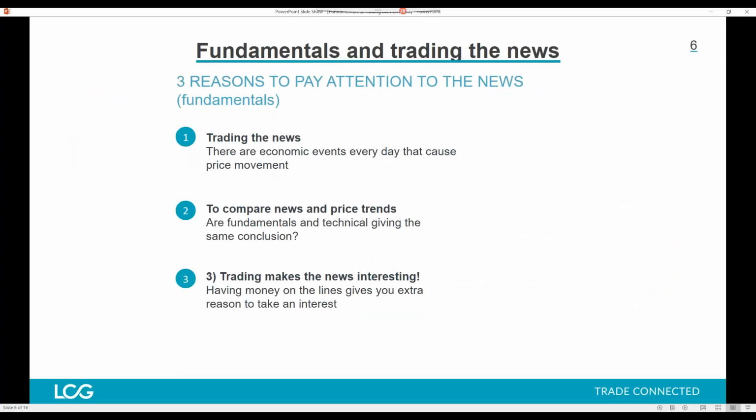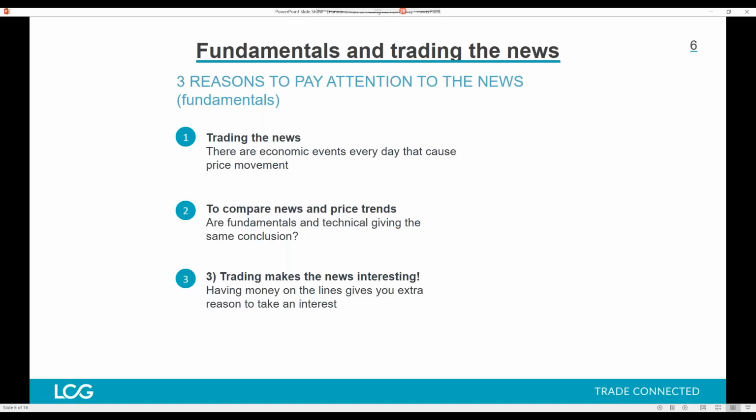So here are 3 reasons to pay attention to the news. Number 1, trading news. There are economic events that happen every single day that cause price movement. I mentioned at the start of the webinar today there were a couple of events, but one that you had right there on the economic calendar, which you could have been trading off, was the UK labour market data. So UK unemployment this time and UK average earnings, both of which impact the British pound. And as it so happened, that data was well received today, and it sent the pound quite significantly higher.